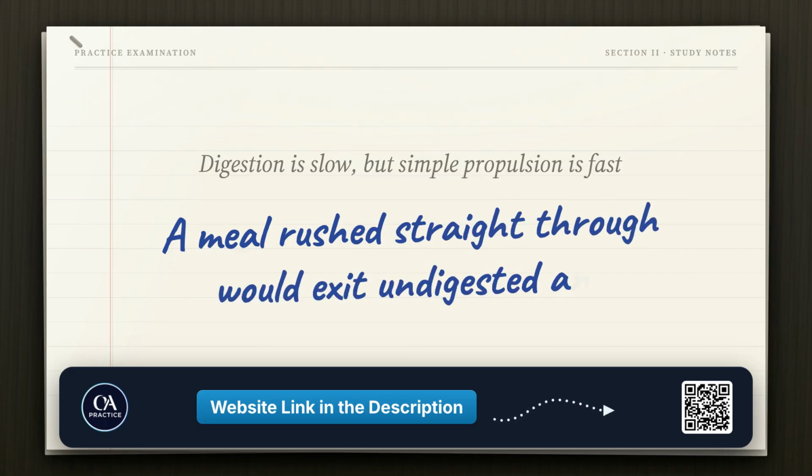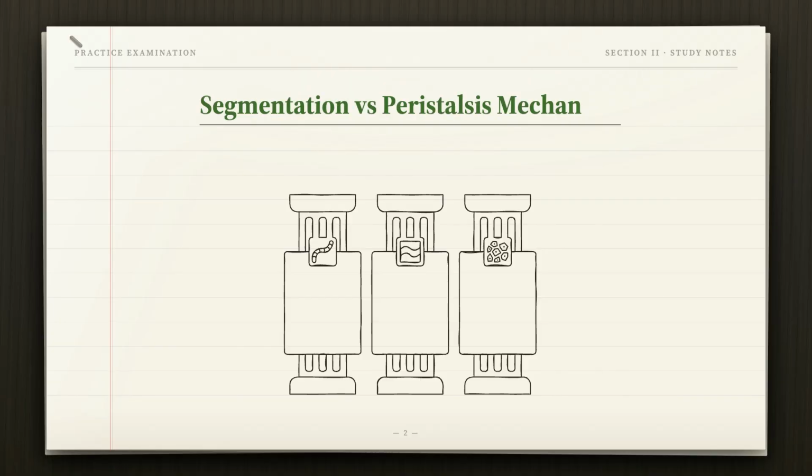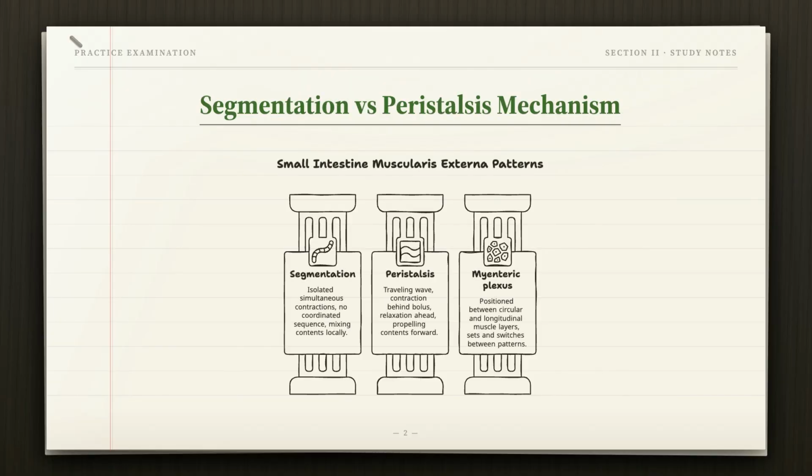Segmentation exists because of a mismatch in timescales. Chemical digestion and absorption take time, but plain forward propulsion would move food through too quickly. So segmentation trades forward speed for contact time. Both patterns use the same circular muscle layer but organized differently. Segmentation fires at multiple isolated points with no coordination, while peristalsis organizes those same contractions into a traveling wave, and the mesenteric plexus decides which pattern runs.